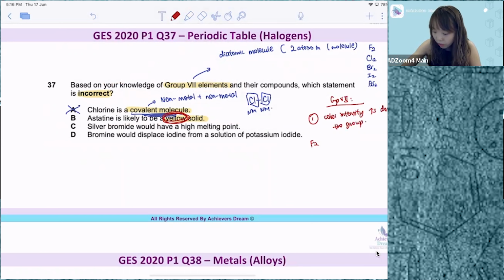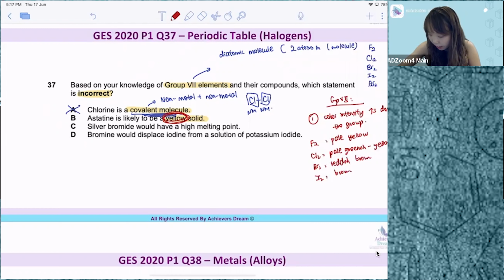Fluorine is a pale yellow color. Chlorine is pale greenish yellow. Bromine is reddish brown. Iodine is brown. And astatine, you would expect to see a black color. So down the group, it gets darker and darker. I wouldn't expect to see a yellow solid, I should expect to see a black solid. So option B is an incorrect statement.